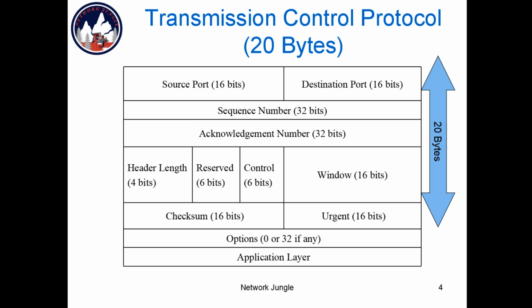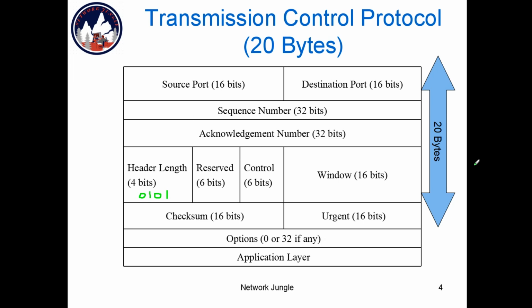The third row is the acknowledgement number. It is 32 bits. It is used to indicate the data has been received and acknowledged from the receiver side. If the sequence number is not acknowledged from the receiver side, it can retransmit the data from the sender side. That is the main purpose of TCP, ensuring the packet delivery.